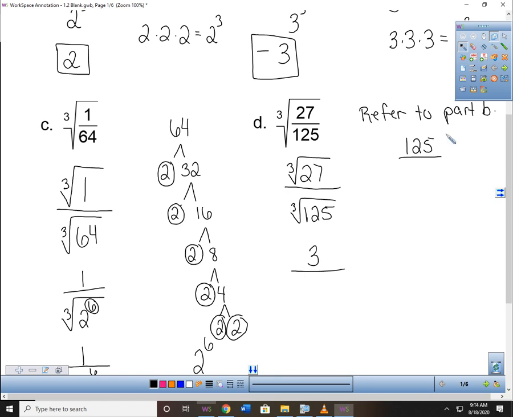Okay, so we can divide 125 by 5, and we get 25, right? And 5 is prime. 25 is 5 times 5. Those are prime. So if I wrote this with a power, this would be 5 to the third.